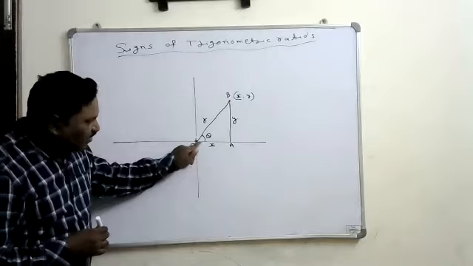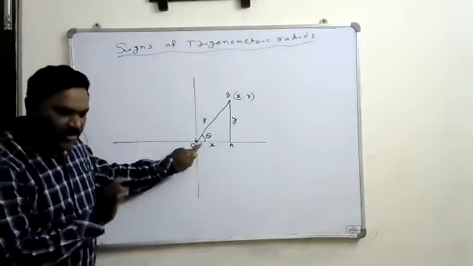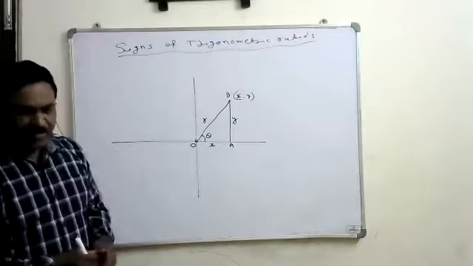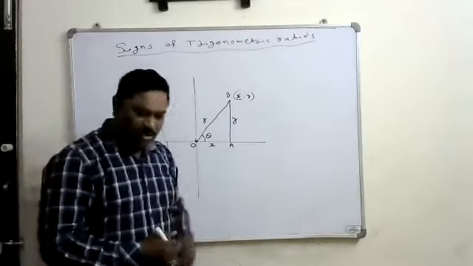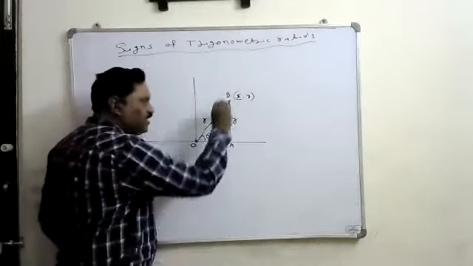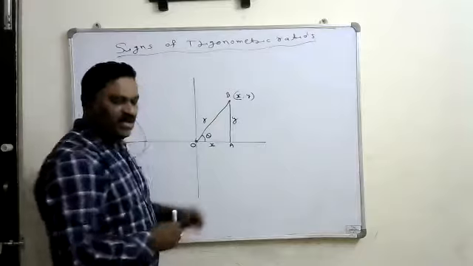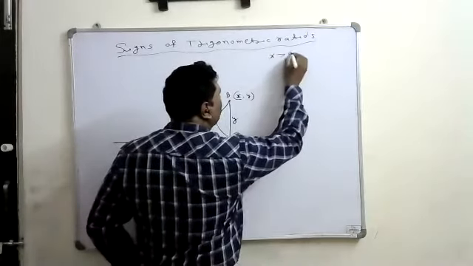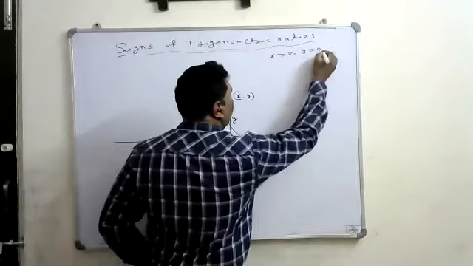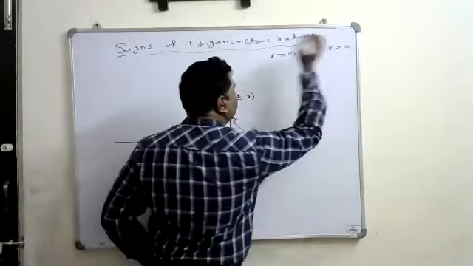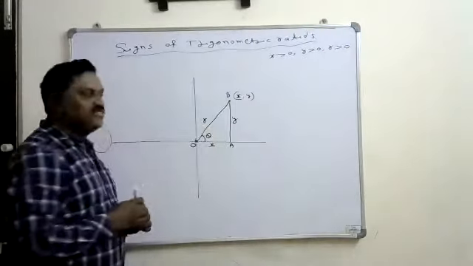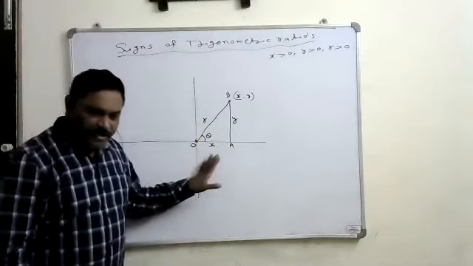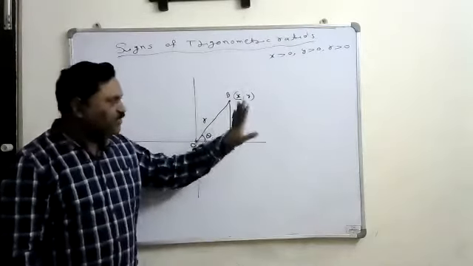If I take the angle theta, this is an acute angle that lies between 0 and 90 degrees, which means it lies in the first quadrant. So the point (x, y) is in the first quadrant. In the first quadrant, x is positive, y is positive, and r, the distance from the point to the origin, is always positive since it is a distance.